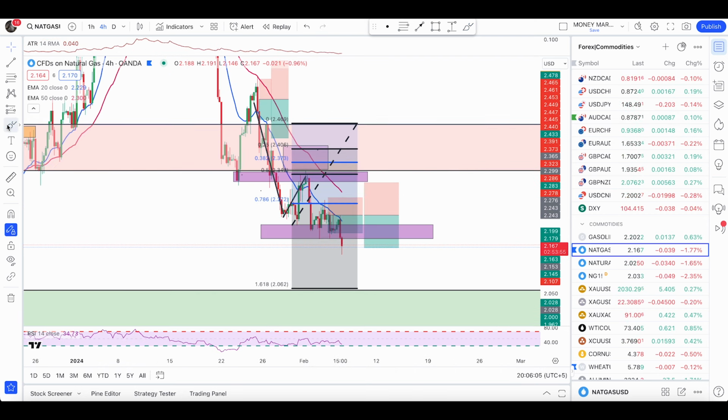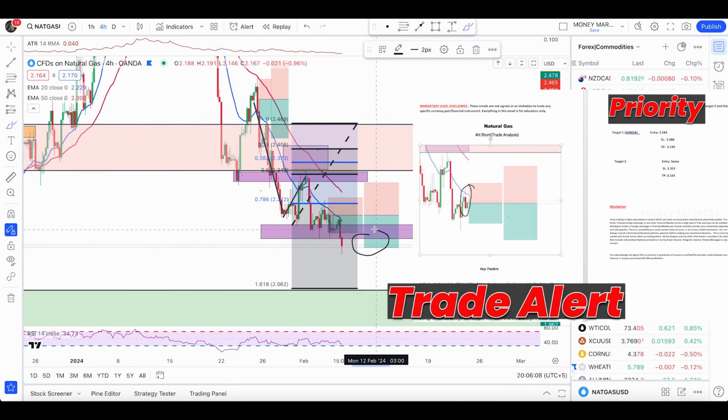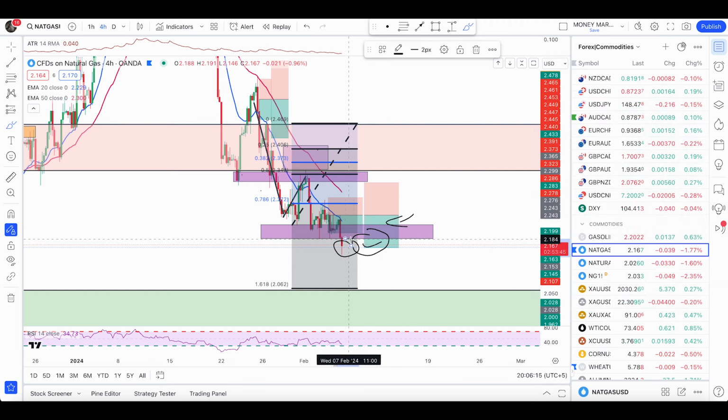And also, overtake profit 2 has been hit. The trade alert was sent to the members right here. If you have used a bigger target, your profits have been hit. Right here, 1 and 2 have both been hit.